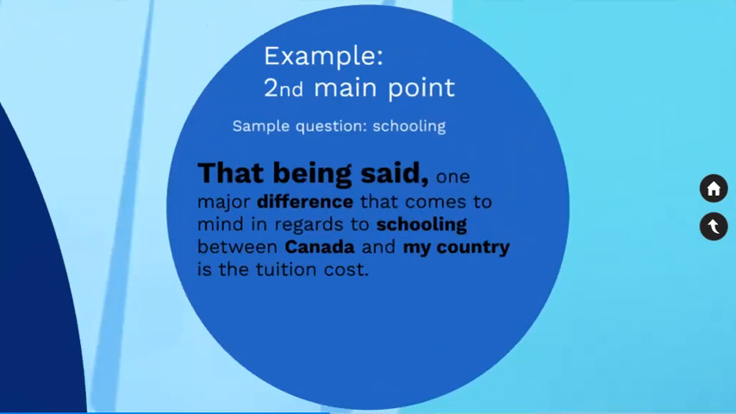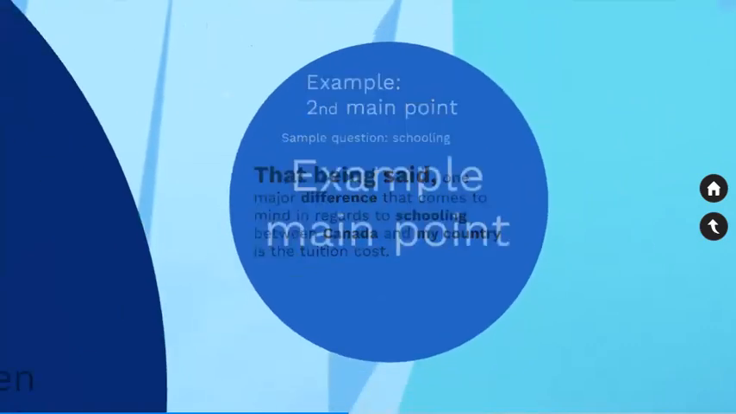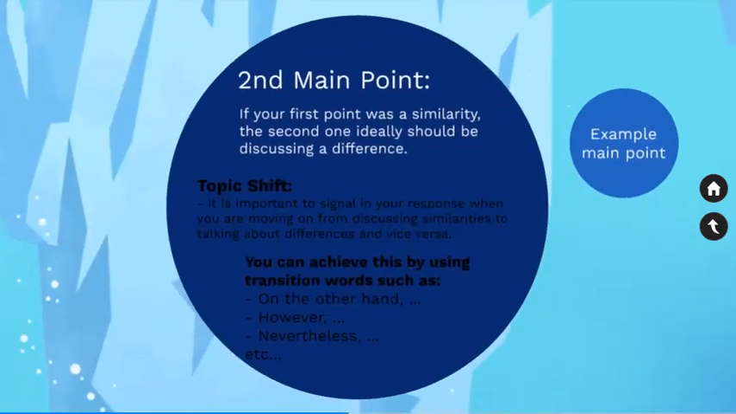So you could say something like, that being said, one major difference that comes to mind in regards to schooling between Canada and my country is the tuition cost. So you've noticed that we moved on from similarities, and now we're going to discuss a difference, which is tuition cost. And again, you will need to give a detail and an example to this point.